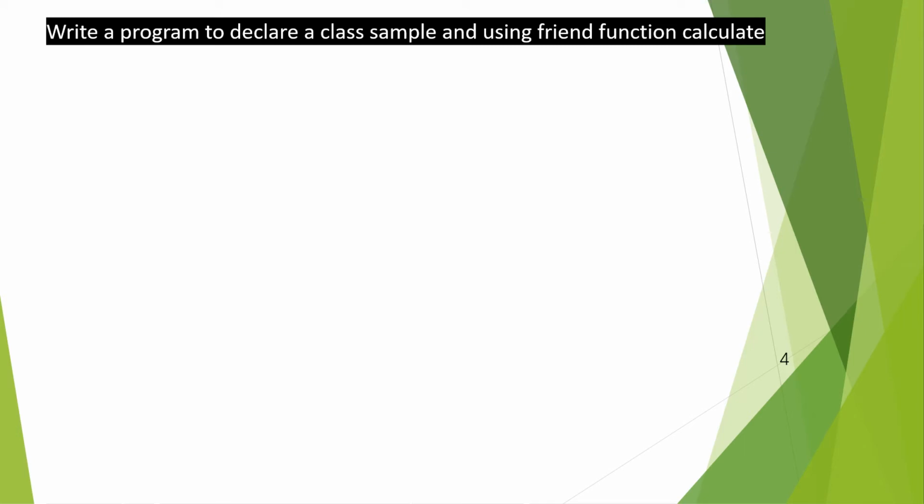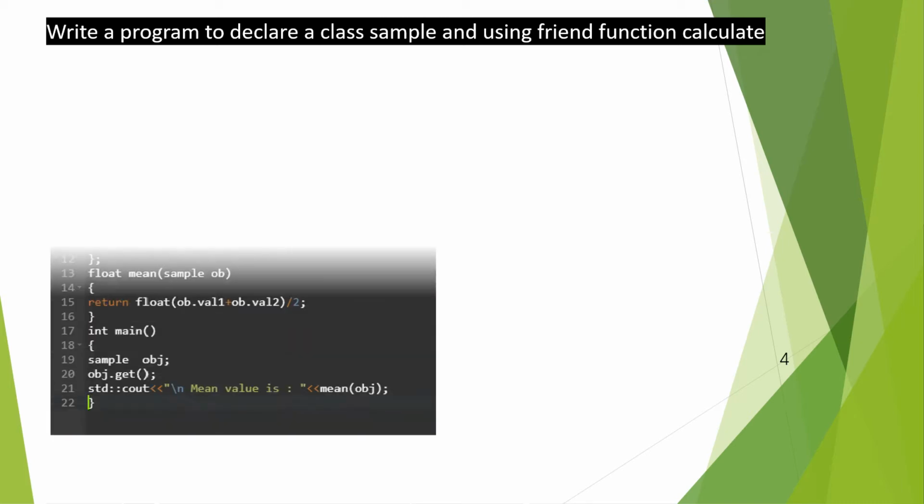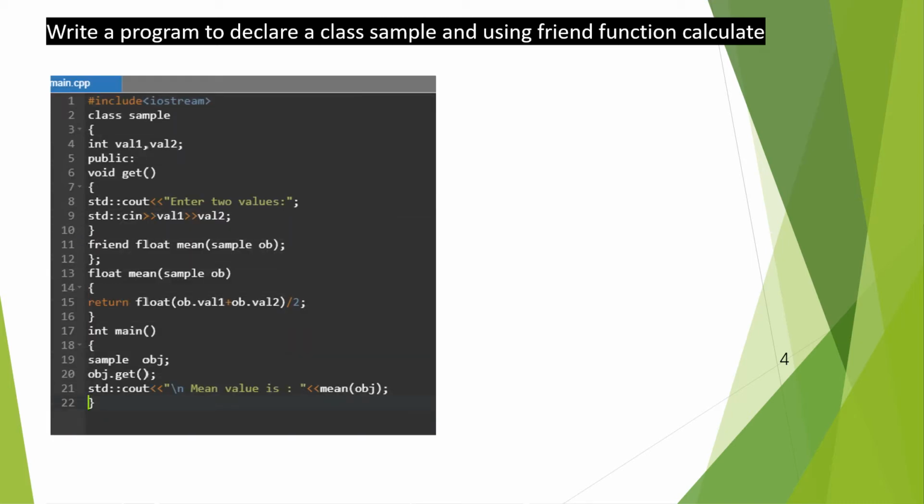Based on friend functions, we will have two programs. In this presentation I will explain two programs. The first is: write a program to declare a class sample and, using a friend function, calculate the average of two numbers. So this is the program, and in it we will see what we have to declare. The class name is sample and you have to calculate the average of two numbers.